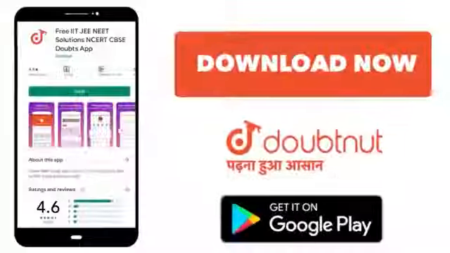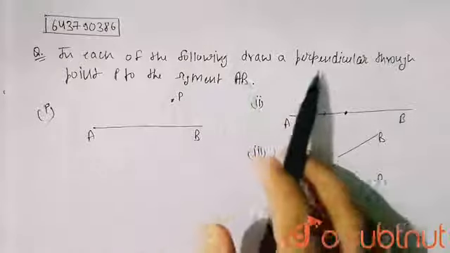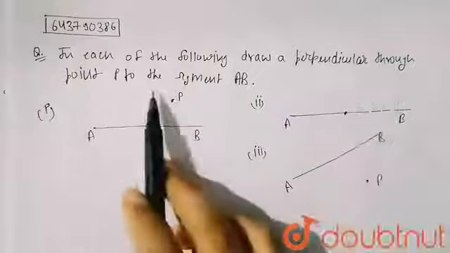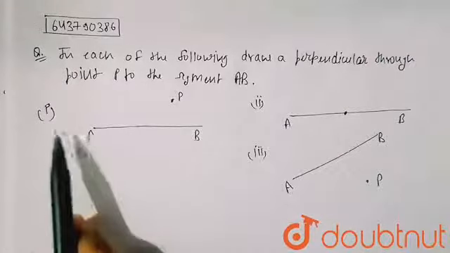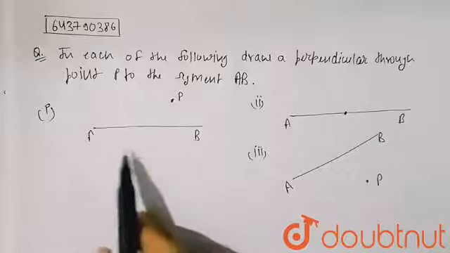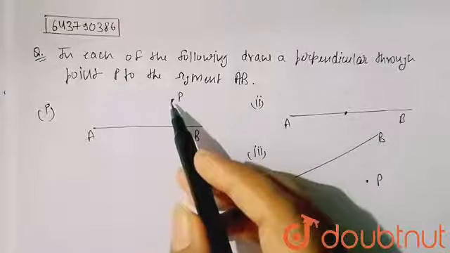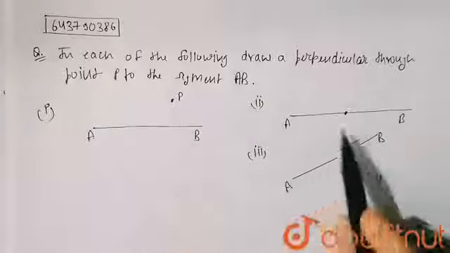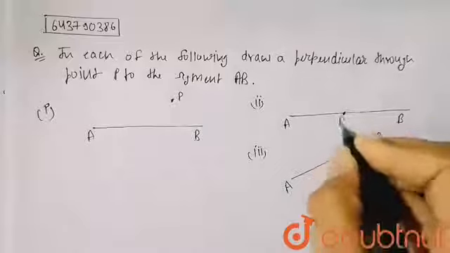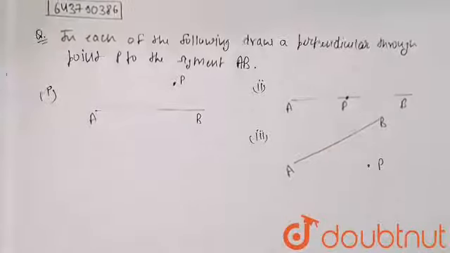Hello friends. So in this question it is given that in each of the following, draw a perpendicular through point P to the segment AB. First is given this part. Here a line segment AB is given and the point P is here. So from this point I have to draw a line perpendicular to AB. Similarly in this part this is my P given. And in the third part this is my P given. So for the first part we will see.